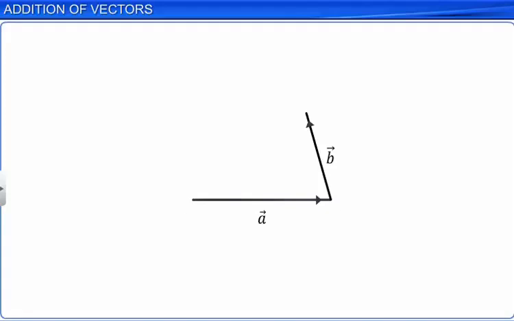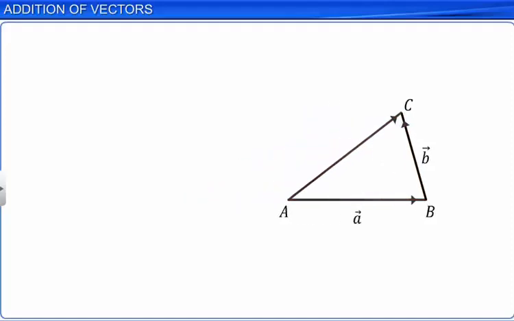Let vectors A and B be represented by the vectors AB and BC respectively. By joining A and C, we get triangle ABC. Now, by the triangle law of vector addition, vector AC represents the sum of vector AB and vector BC.